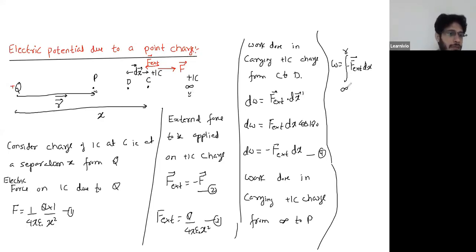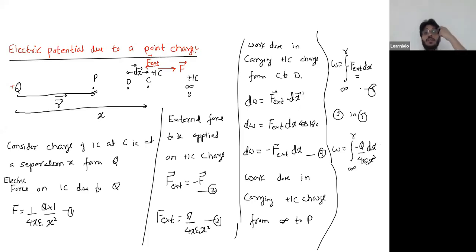The position vector of infinity is infinite and that of P is R. So I'm integrating it from infinity to R. That is equation number 5. Now we can substitute the value of F external from equation number 3. When we substitute 3 in 5, this will be the integral from infinity to R of minus Q over 4 pi epsilon naught x squared multiplied by dx. Next, you can take this Q by 4 pi epsilon naught as constant. This is minus Q over 4 pi epsilon naught, constant, times the integral from infinity to R of dx over x squared.